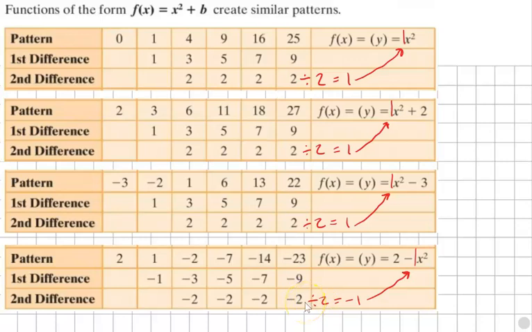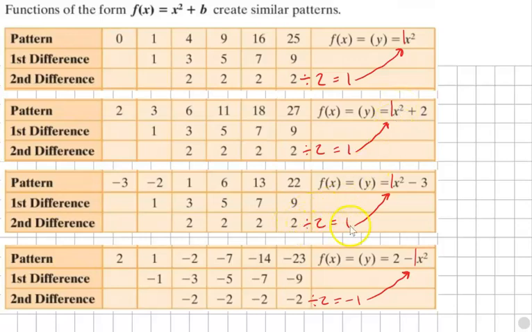And the final pattern, we had 2, 1, minus 2, minus 7, minus 14, minus 23, and the second difference is minus 2. So it's important to note, and this will be relevant for the next video, that the second difference divided by 2 each time gives us the coefficient of x squared. So 2 divided by 2 is equal to 1. So there's an invisible 1 in front of the x squared. 2 divided by 2 is equal to 1. Again, an invisible 1 in front of the x squared.